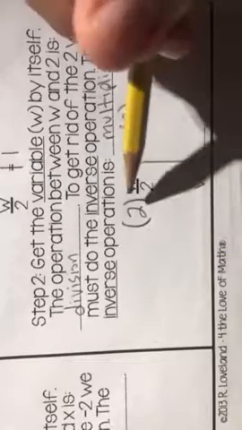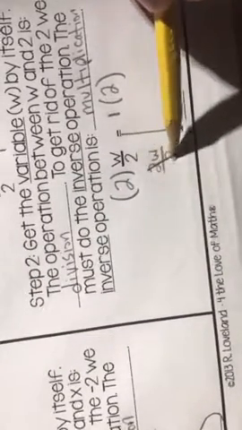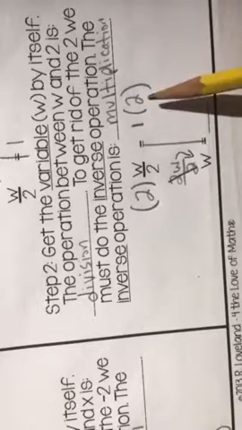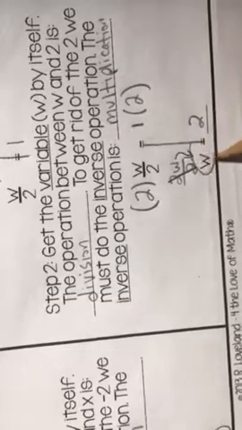Well, I know that 2 times w over 2 is really 2w over 2. And I know that 2 over 2 cancels out to be 1, which will give me 1w, or just w, because I know w and 1w are the same exact thing. And I know that 1 times 2 is 2. So my answer here would be w equals 2.